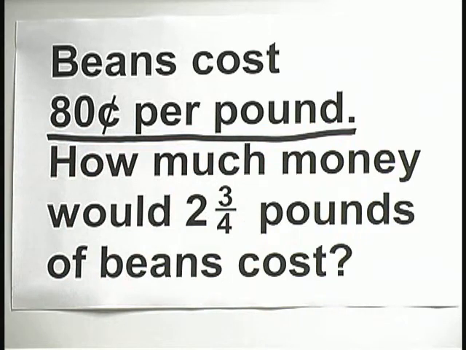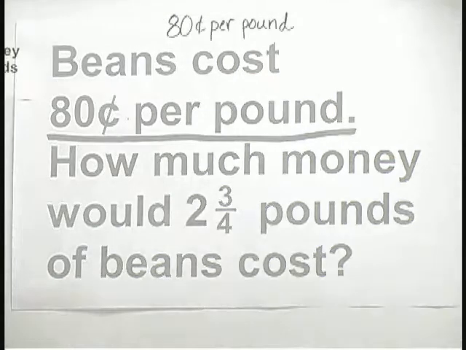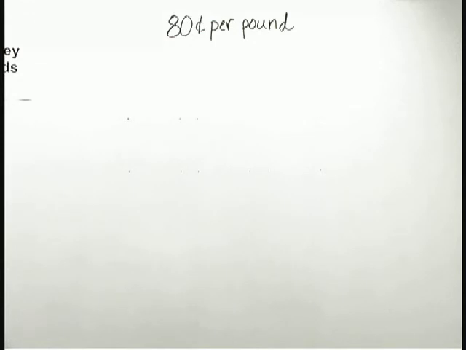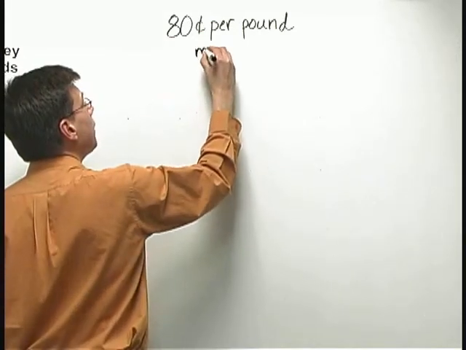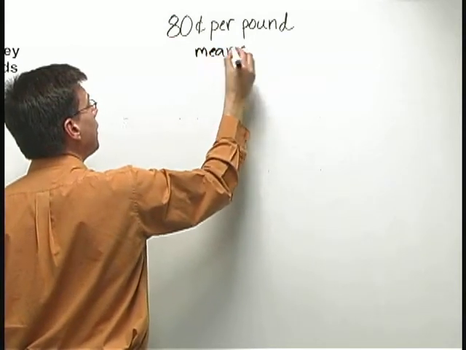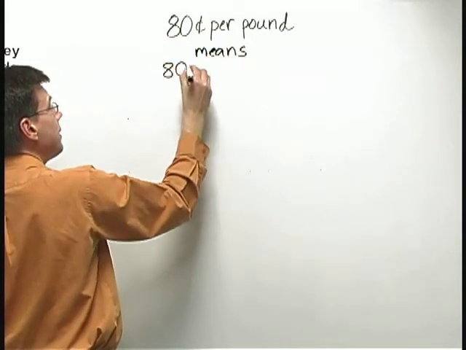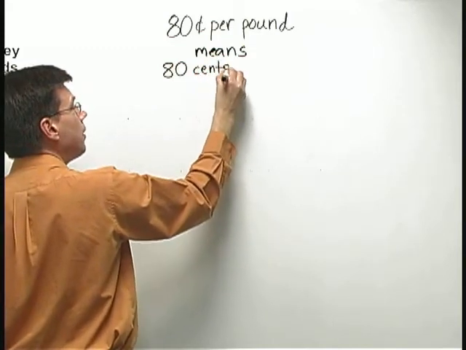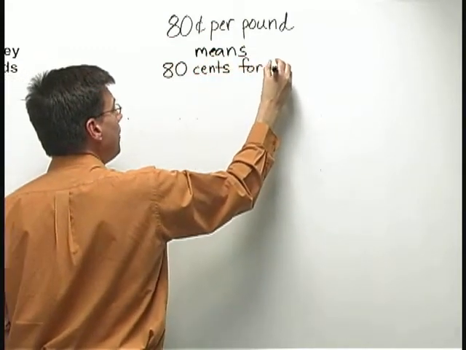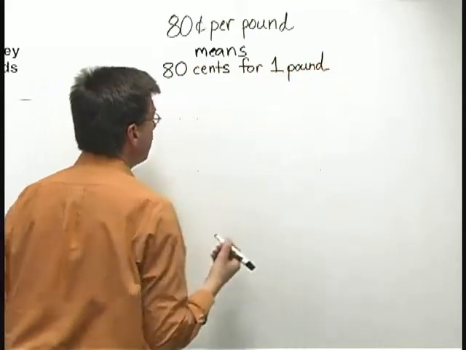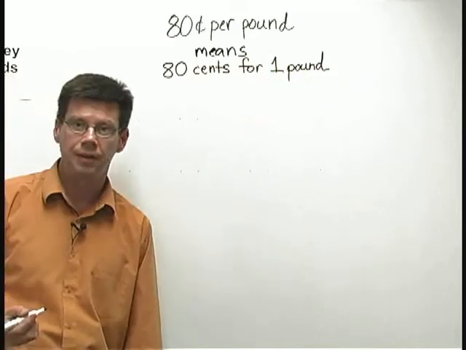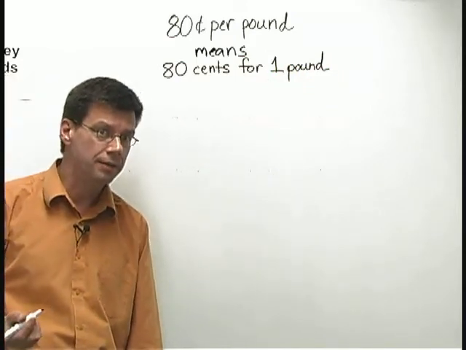Before we solve this word problem, let's talk a little bit about what this rate means. 80 cents per pound means 80 cents for 1 pound. Let's draw some pictures to illustrate exactly what this means.